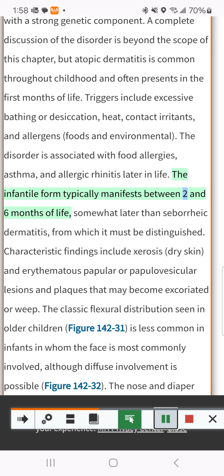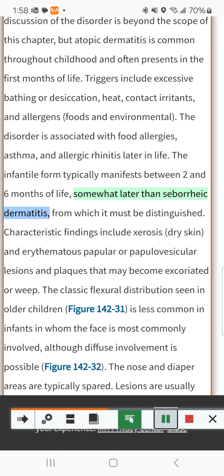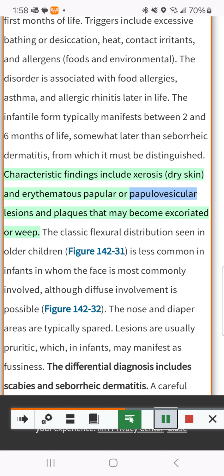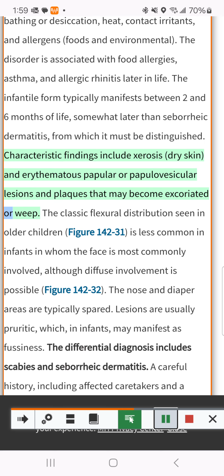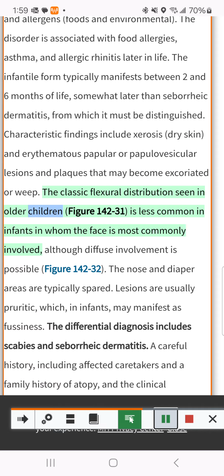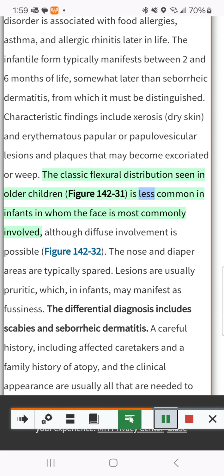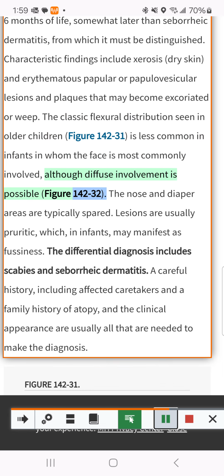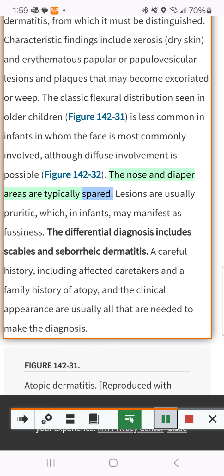The infantile form typically manifests between 2 and 6 months of life, somewhat later than seborrheic dermatitis, from which it must be distinguished. Characteristic findings include xerosis, dry skin, and erythematous papular or papulovesicular lesions and plaques that may become excoriated or weep. The classic flexural distribution seen in older children, Figure 142-31, is less common in infants in whom the face is most commonly involved, although diffuse involvement is possible, Figure 142-32. The nose and diaper areas are typically spared.